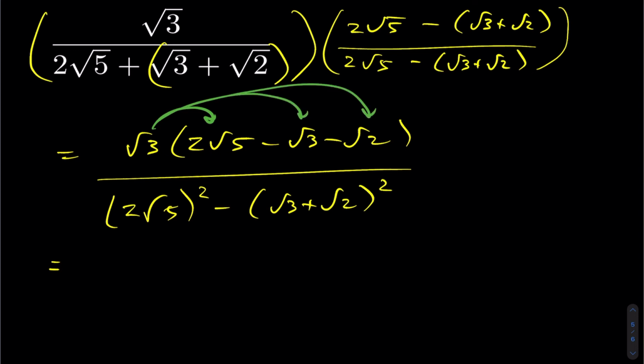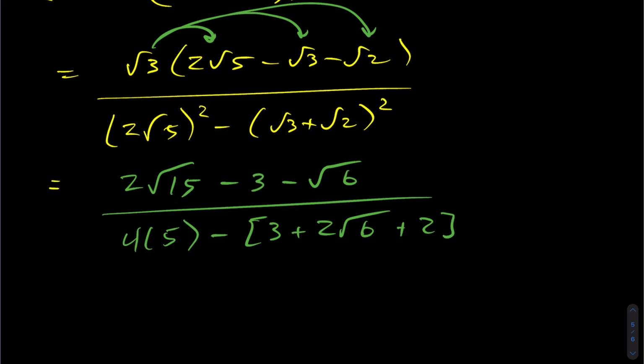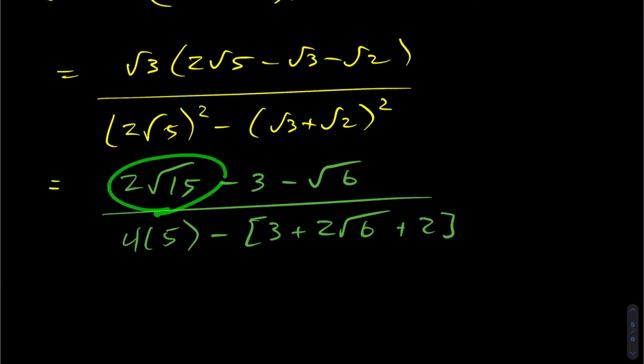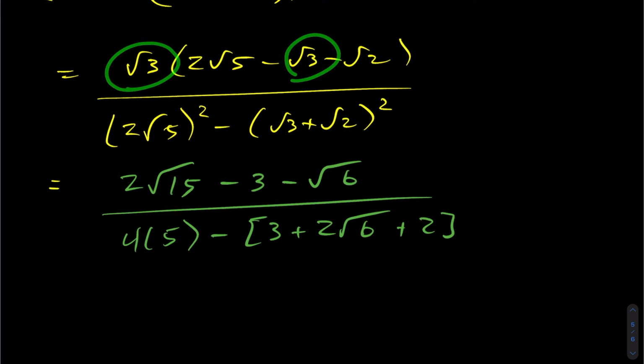So simplifying this up a bit, I distribute the root of 3 into the brackets here. I ended up getting root 3 times 2 root 5 became 2 root 15. Just put the roots together. Here I had root 3 times root 3 is just 3. Then I had root 3 times root 2 is root 6. Again, that exponent gets distributed to both these terms. That becomes 4 times 5. Then we square the first, times second, times 2, and square the last. So let's go ahead and distribute the minus sign and simplify.